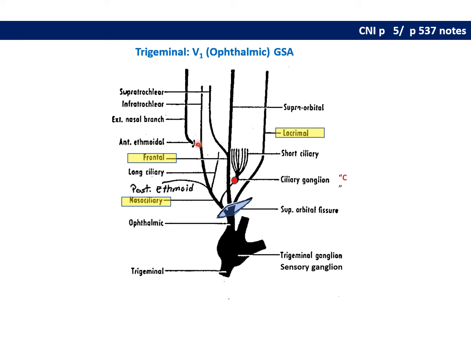The anterior and posterior ethmoids we talked about when we looked at the lateral nasal wall, where both the nerves go through foramina of the same name in order to innervate the superior aspect of the lateral nasal wall and the nasal septum. And then finally, there's an external nasal branch and an infratrochlear branch that come off of our nasociliary nerve.